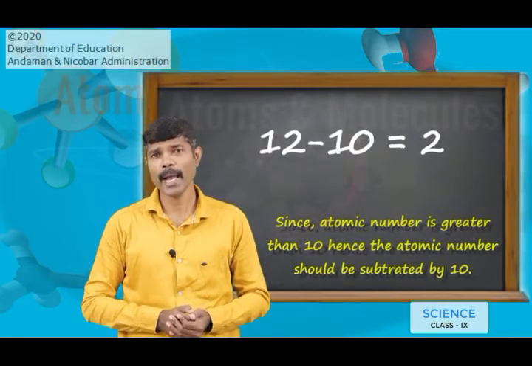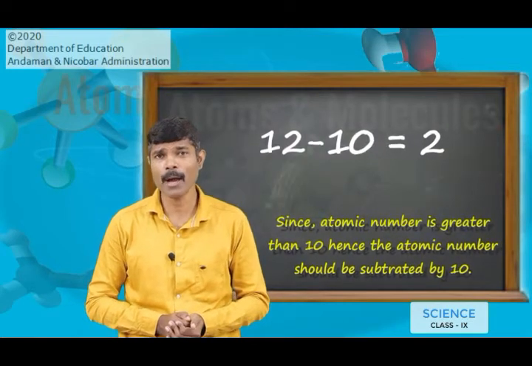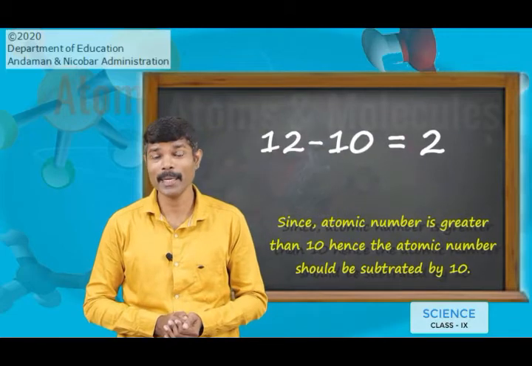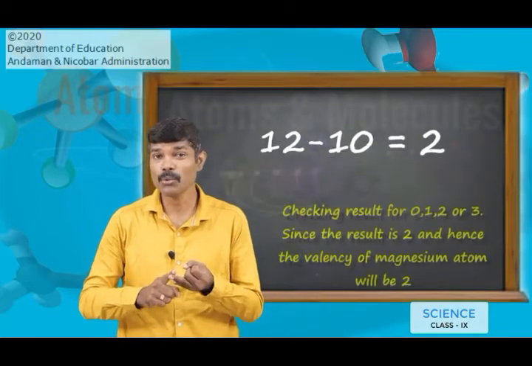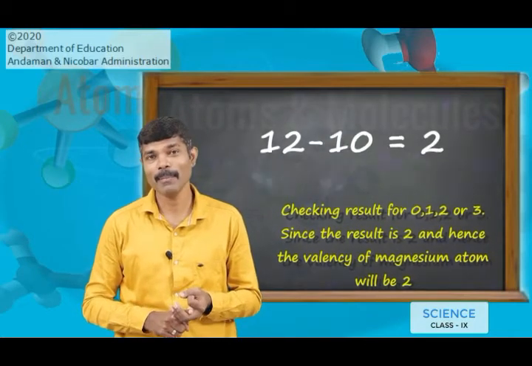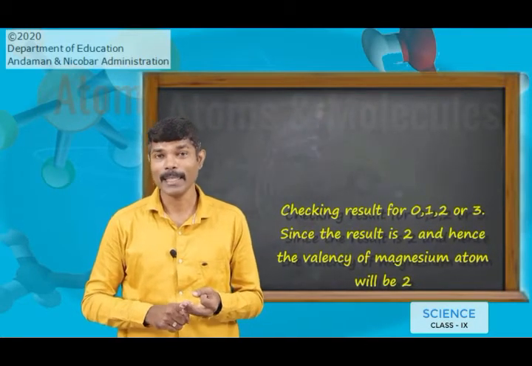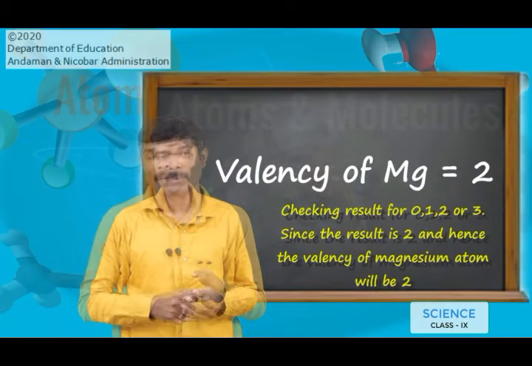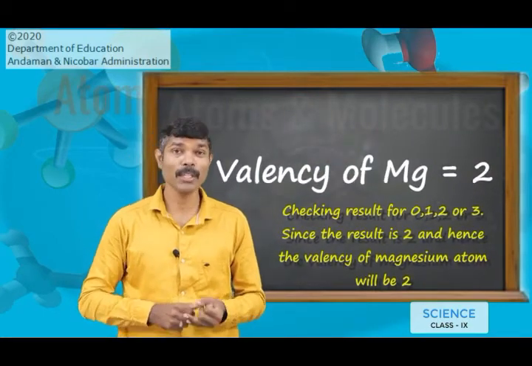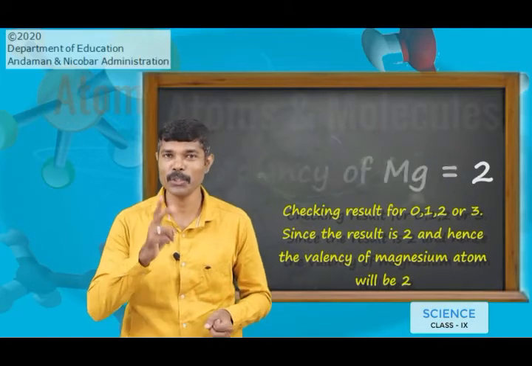So whatever the answer we get, firstly we have to see whether the answer after subtracting it by 10 is 1, 2 or 3. If it is so, then the answer will be the valency, that is 1, 2, 3. Here in this case, 12 minus 10 will give you 2, so the valency of magnesium will be 2.